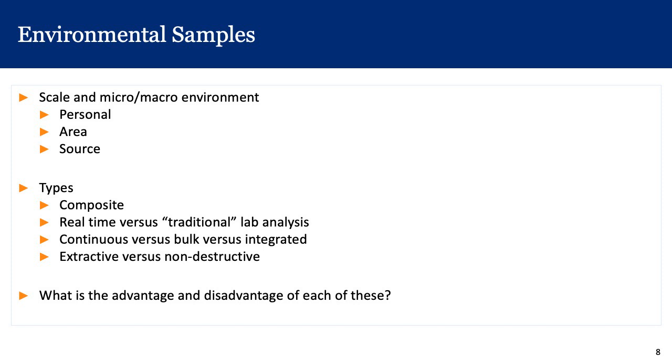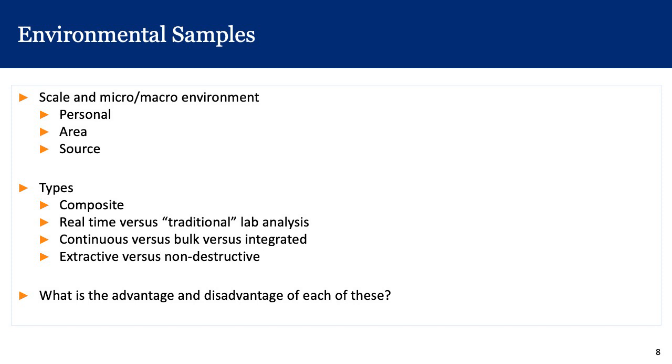I can do extractive versus non-destructive sampling. Extractive is the traditional example where I might have a sample media and I pull air through that media, and that media removes the pollutant out of the air. And then I can send that media off to a lab to be analyzed by analytic chemists. That is an example where I may extract the pollutant out of the environment and send it off for analysis.